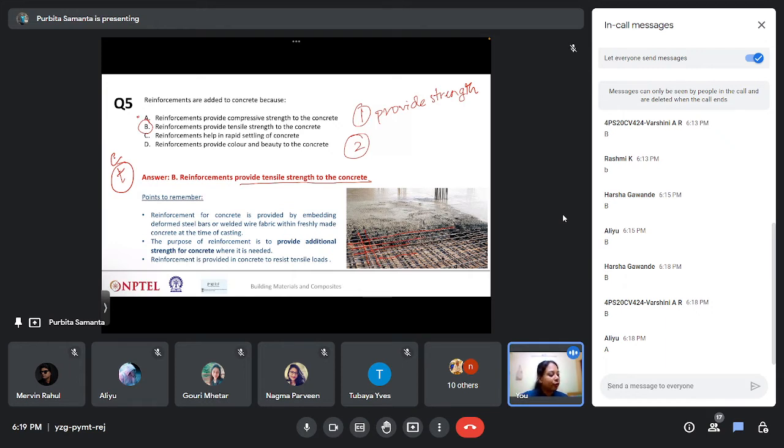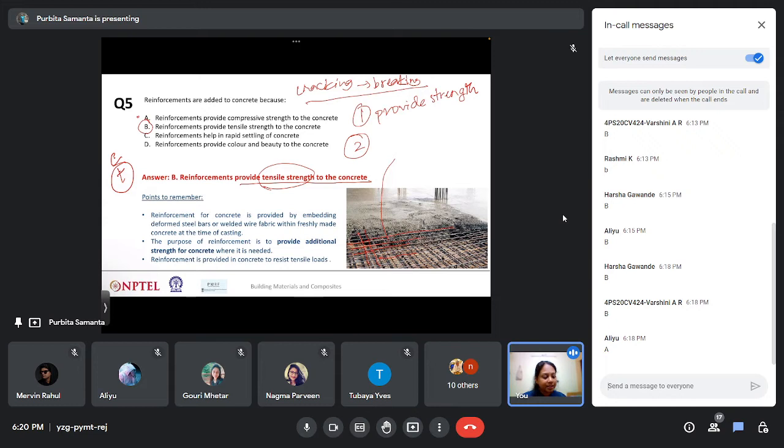So these reinforcements are provided. This concrete needs additional strength. Otherwise, what will happen? There will be cracking and it will break. So if this tensile strength is not provided to the concrete by any means, the easiest way is definitely to provide this additional strength.